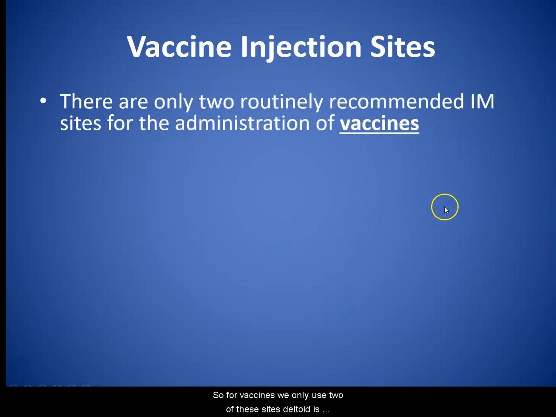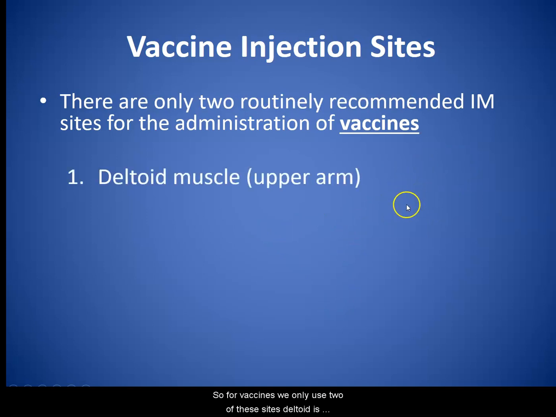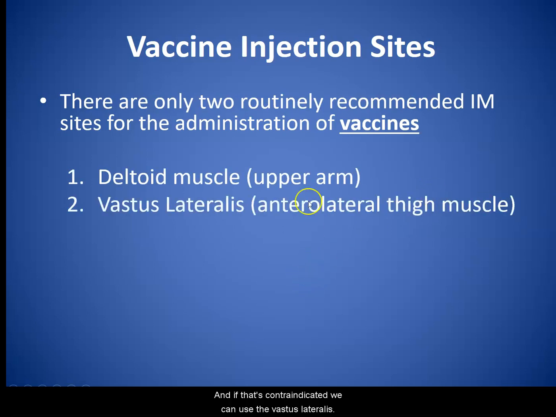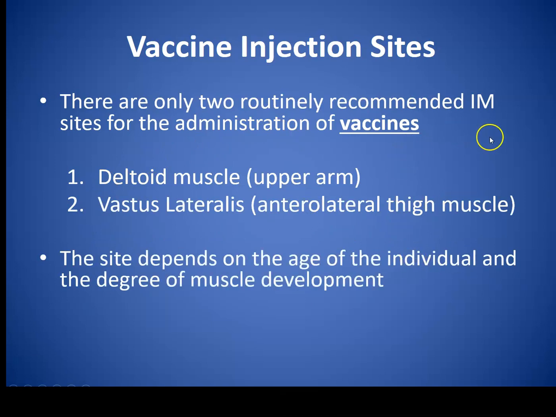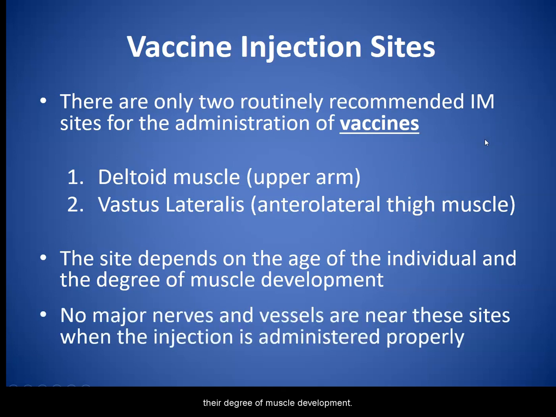So for vaccines, we only use 2 of these sites. Deltoid is the most commonly used, and if that's contraindicated, we can use the vastus lateralis. And this depends as well on the age of the individual and their degree of muscle development. There are no major nerves or vessels near these sites when it's administered properly, so they're fairly safe.